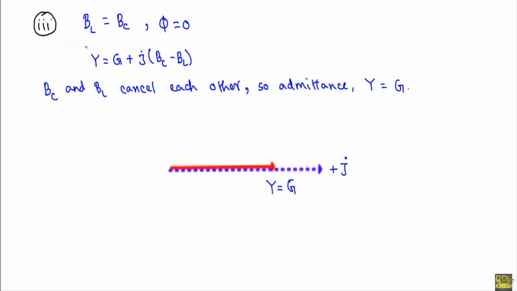And the third case is if this BL is exactly equal to BC. In that case, the admittance Y is equal to G plus J BC minus BL. As BL is equal to BC, therefore BL and BC will cancel each other. So admittance Y will be equal to the conductance G. Therefore, if I take this as our positive x-axis, our conductance G will be in this direction as Y is equal to G. So let's say this OA vector will indicate conductance G as well as admittance Y. Okay, that's it. Thank you.